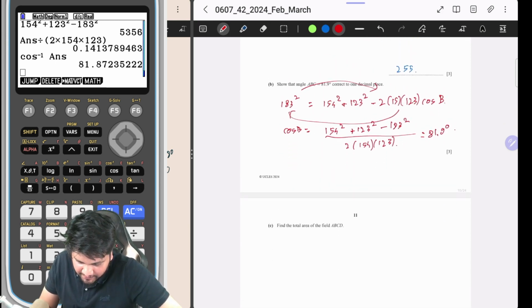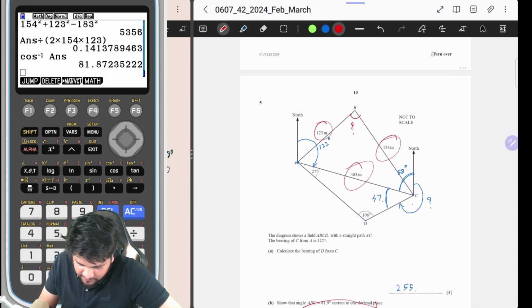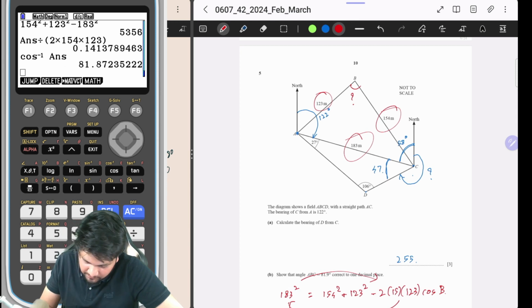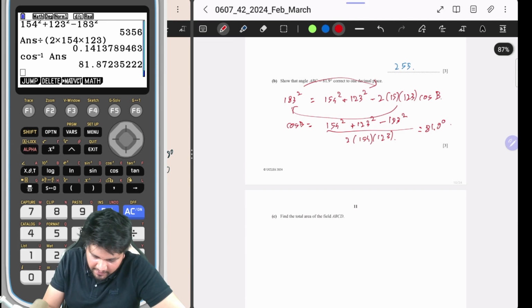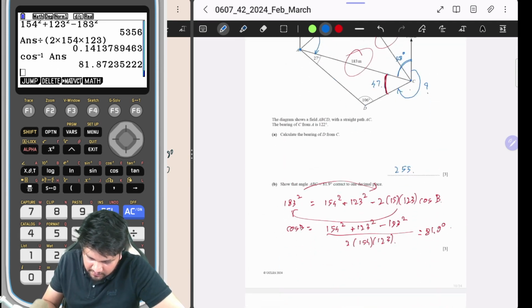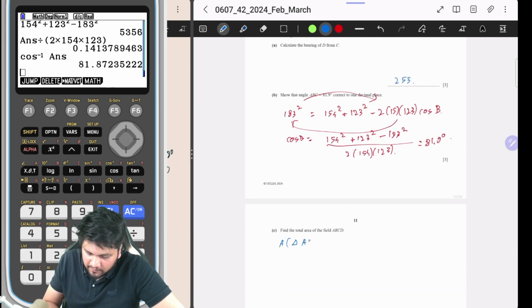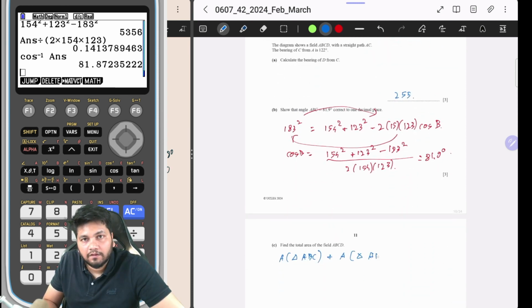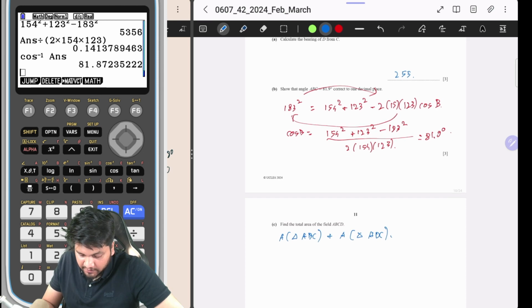Find the total area of the field ABCD. We need to figure it out. We know the angle also, so we can find area of triangle ABC easily. See, area of field ABCD, I can write this as area of triangle ABC plus area of triangle ADC, right? Area of triangle ABC plus area of triangle ADC.